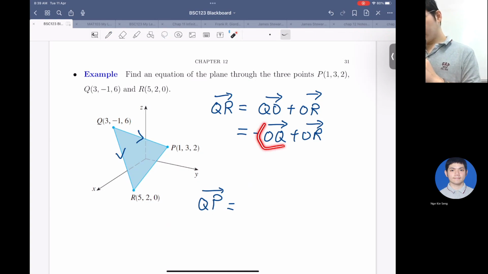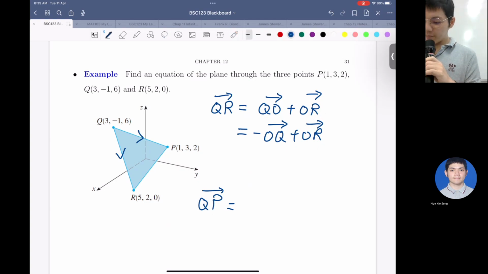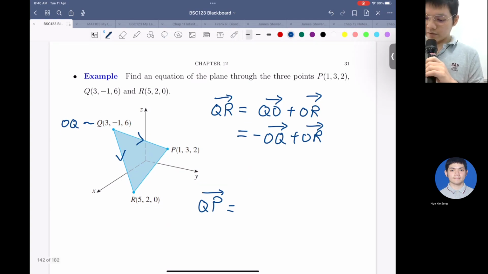Why do we sometimes prefer OQ and OR? Because OQ, OR, or something is just that point. Okay. You get what I mean? So every point is equivalent to the vector from the origin to that point. Okay, let me write it here.